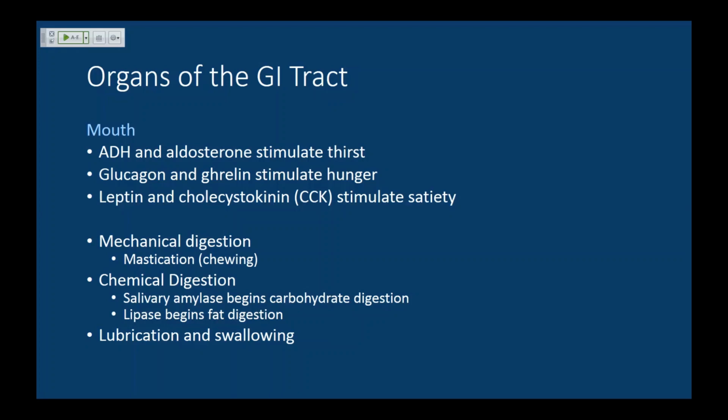Okay, but when we do find it appropriate to eat, we will put food in our mouth and we will chew it. That's mechanical digestion. We will salivate, and enzymes in the saliva, called amylase and lipase, will begin breaking down carbohydrates and fats, respectively. The food will become lubricated into a nice bolus that we can swallow.